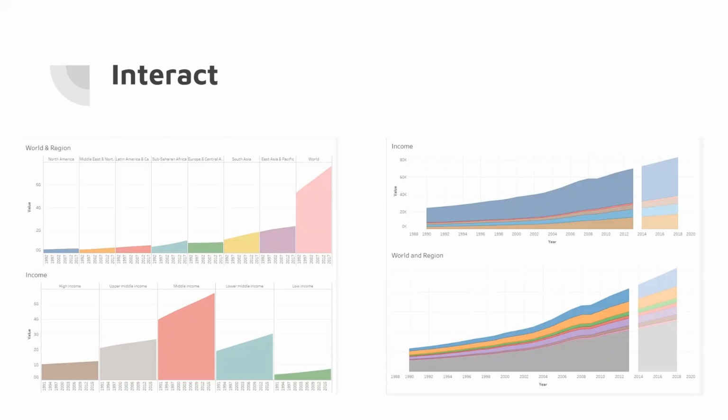So for Interact, we have used year, region, and level of income. The reason why we chose this data for interaction is to identify and find reasons for the relationship between the change of population and the economic growth.